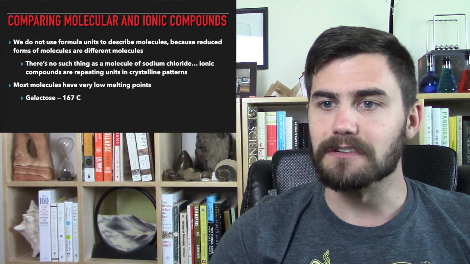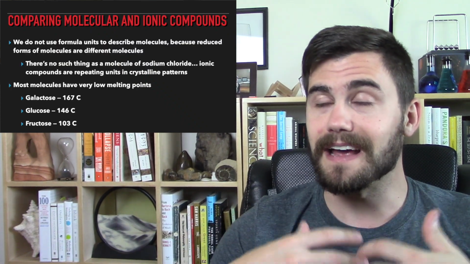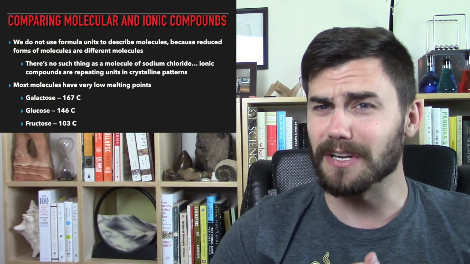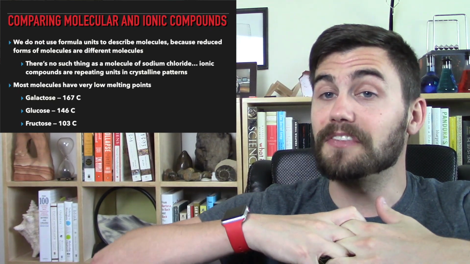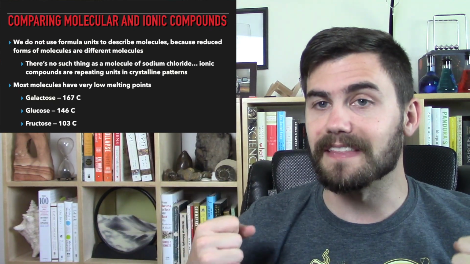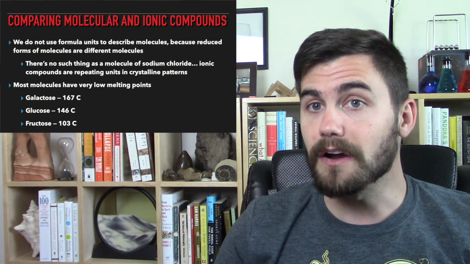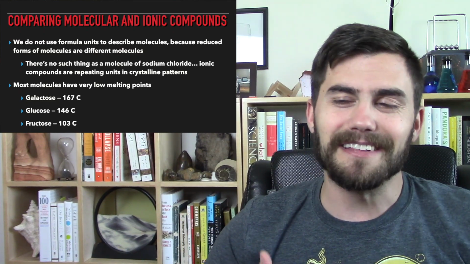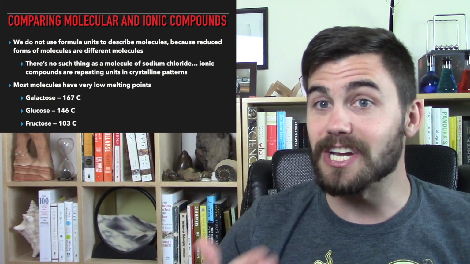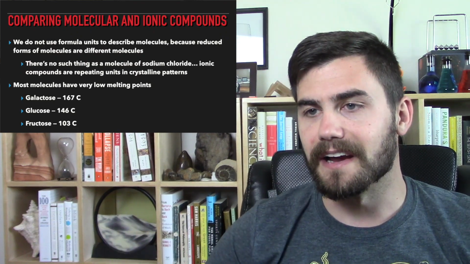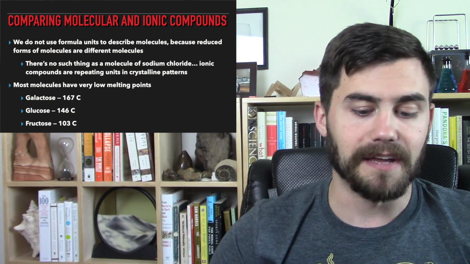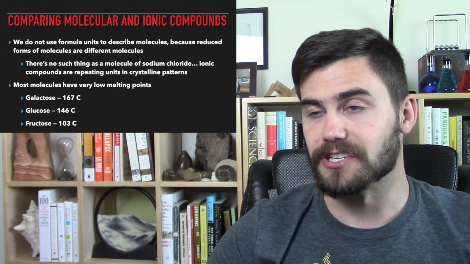And a lot of that is due to the nature of the ionic bond, which is a much stronger bond. So melting is basically forcing the atoms to no longer be bonded to each other. Covalent bonds are much weaker because of the sharing of electrons, whereas ionic bonds are much stronger because of the electrostatic attraction.